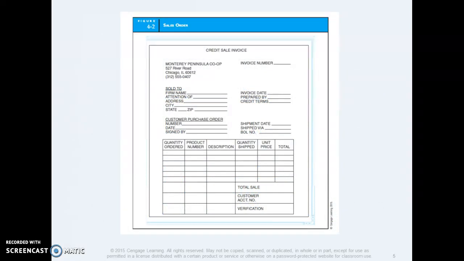So this is the sales order, and you can see it's a credit sale, so that means that we're not going to get cash. So these are all the things you can read that's on there. Who it's sold to, the purchase order number, how much, what's the product number, the description, etc.